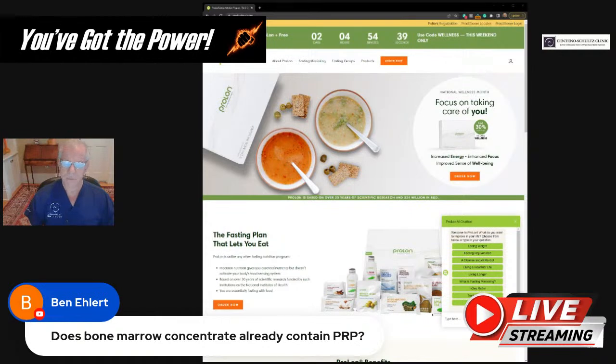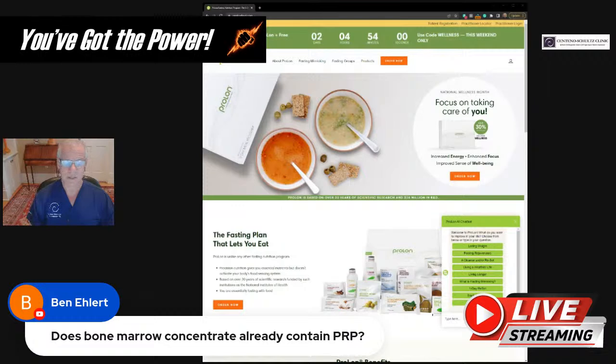Ben, does bone marrow concentrate already contain PRP? Bone marrow aspirate has platelets. So we always use platelet-rich plasma and platelet lysate in our bone marrow concentrate, usually 14 times. And those are derived from the bone marrow aspirate. So bone marrow has platelets in it, and bone marrow concentrate will have some platelets in it, but they won't be very concentrated like adding 14x PRP, which is what we will do.